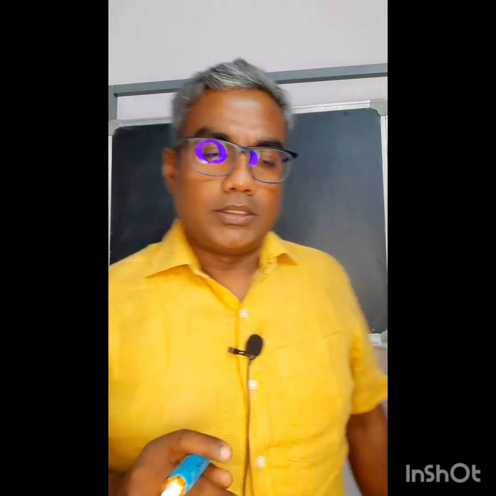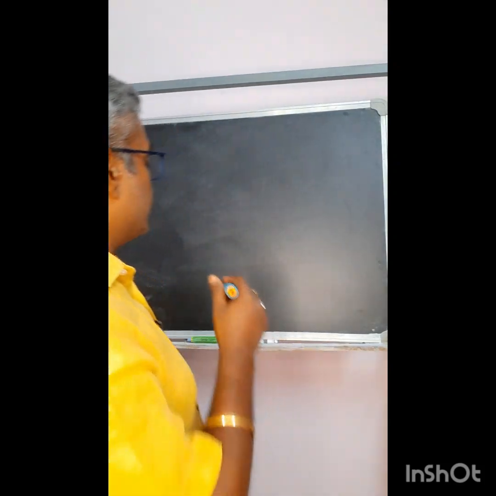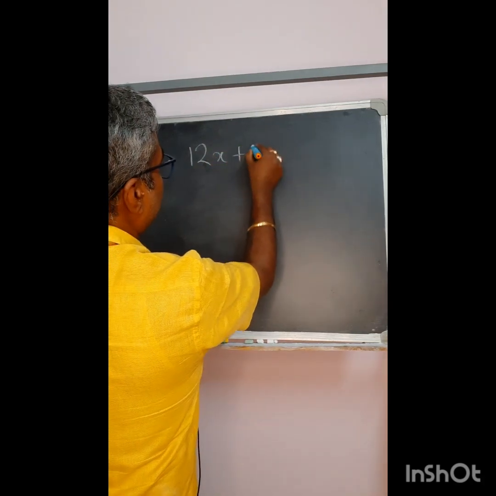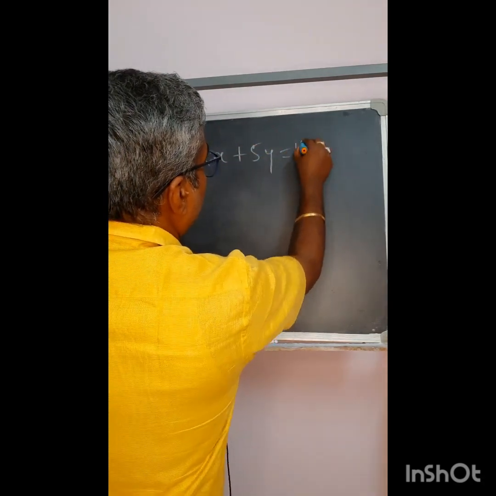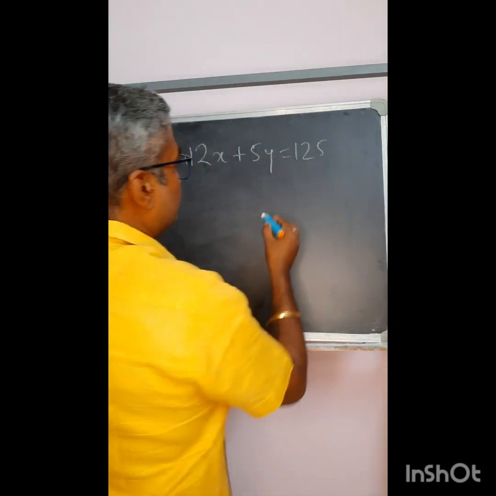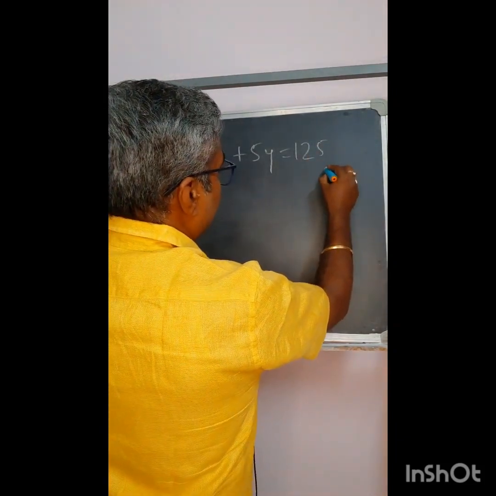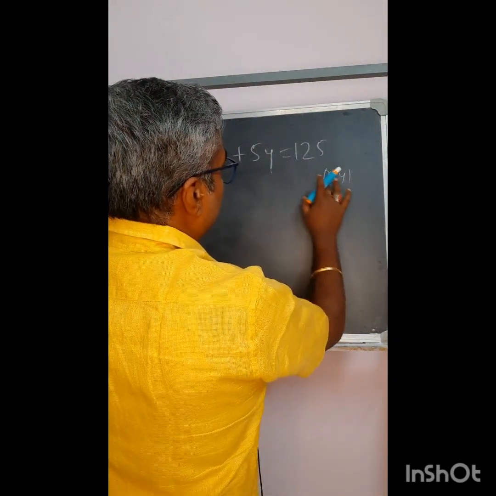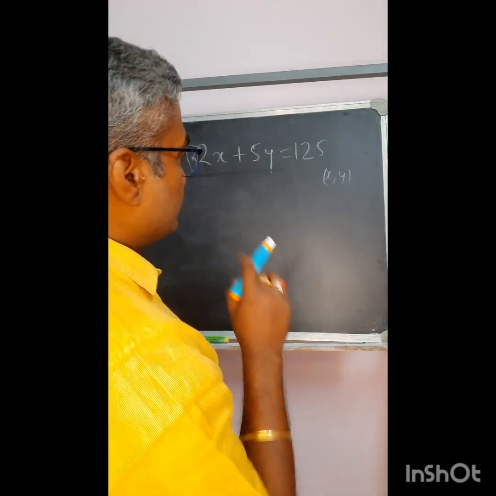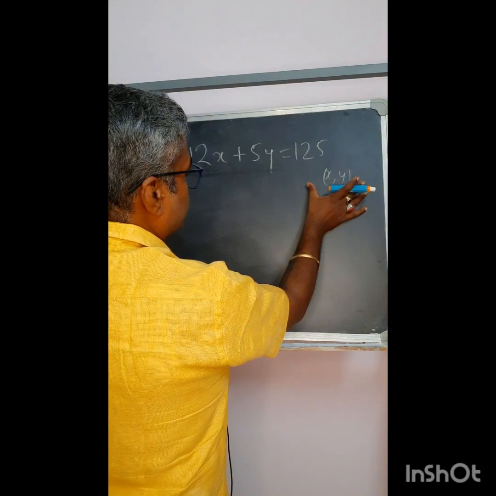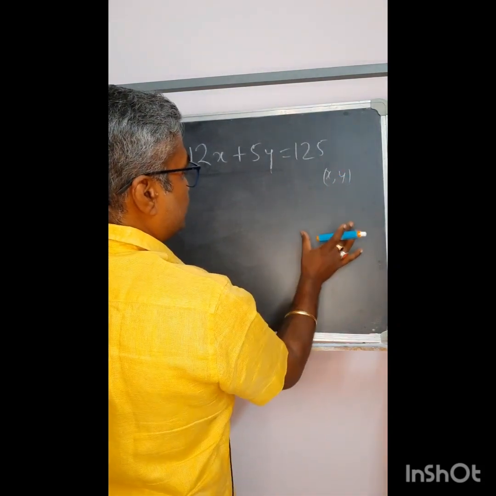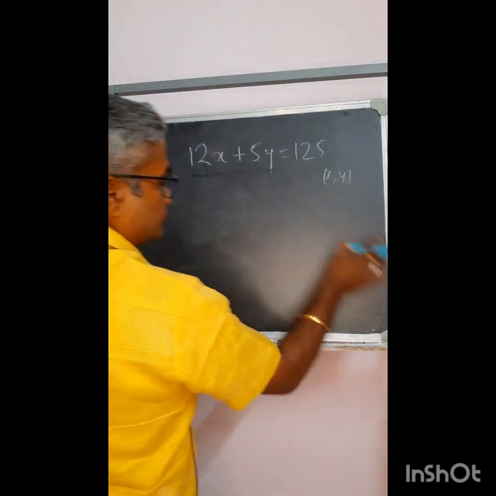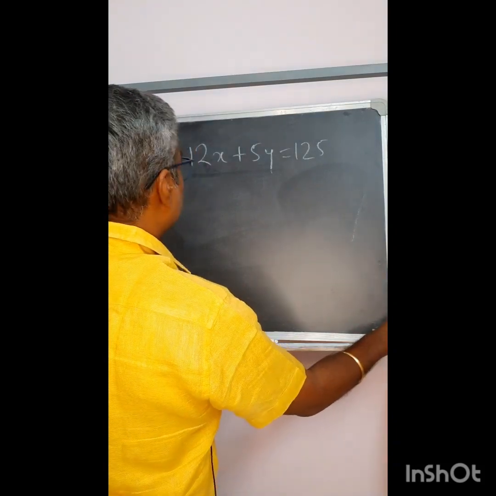Welcome back. One of the tasks I gave you was to solve 12x + 5y = 125, where you have to find positive integer combinations of x and y for which this equation is true. That means finding the values of x and y, which are positive integers, that satisfy this equation. So, this was the task. Let me solve it for you.